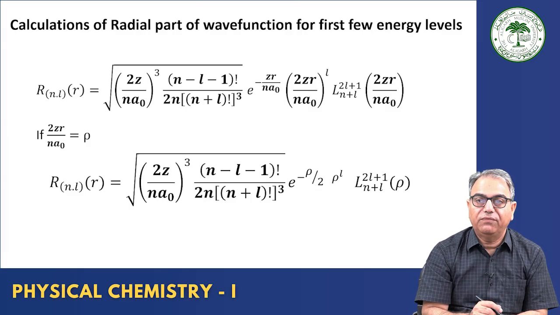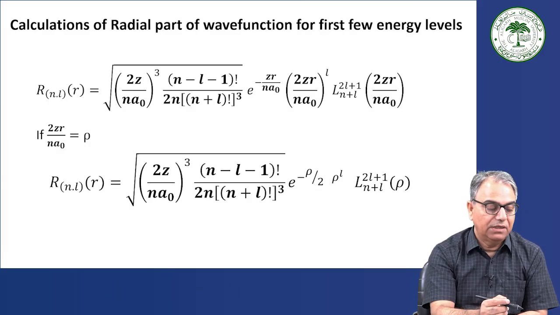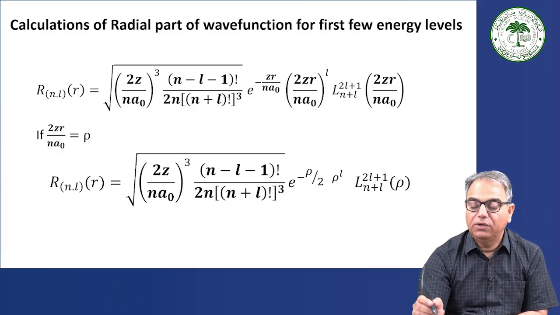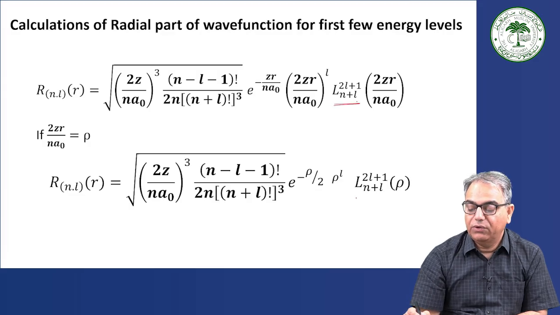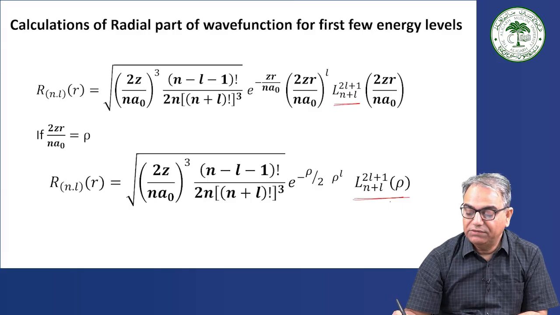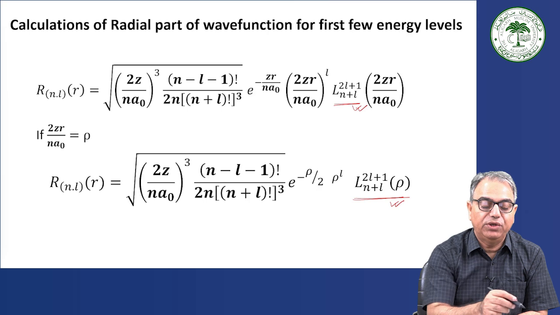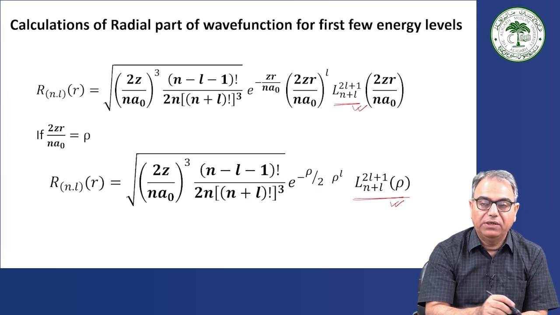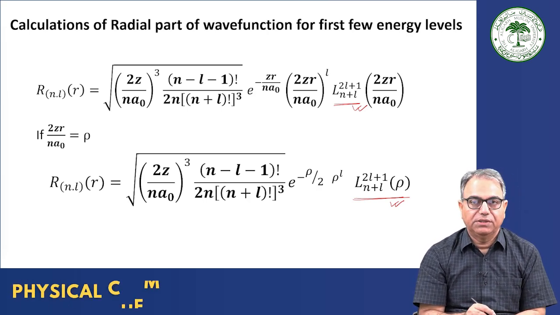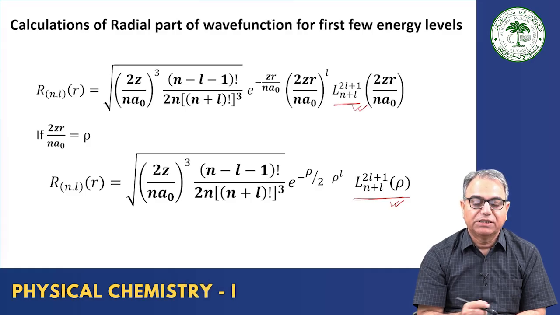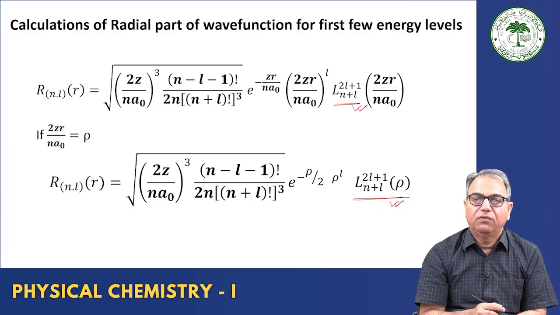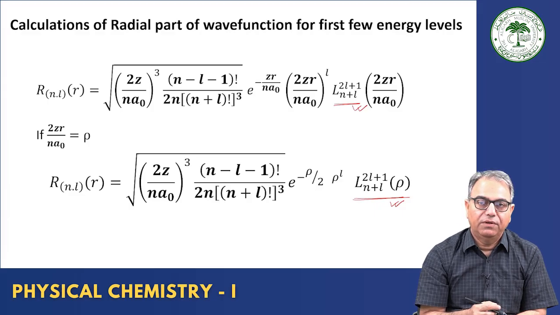In order to find out the first few energy levels, the radial parts of the wave functions, we will try to find out different values of Laguerre polynomial and associated Laguerre polynomial. Once you have these values, then you can calculate for individual values of n and L, and you can find out the radial part of the wave function. So, this will be the part of the next module. We will try to calculate the radial part of the wave functions for the first few energy levels of the hydrogen atom.